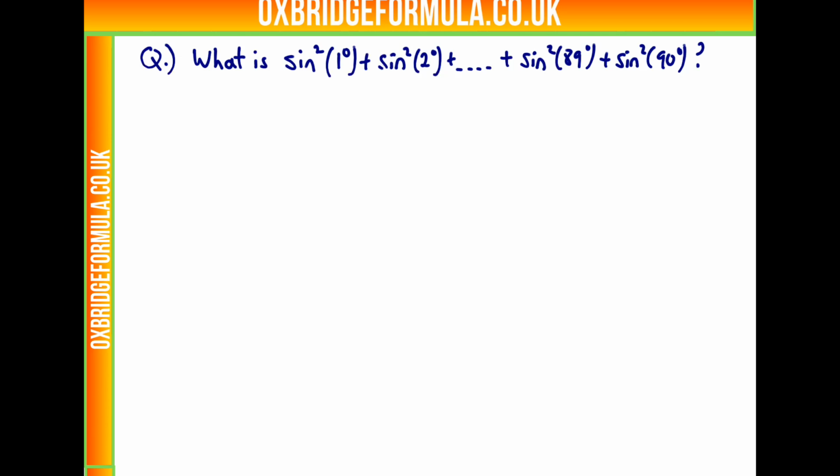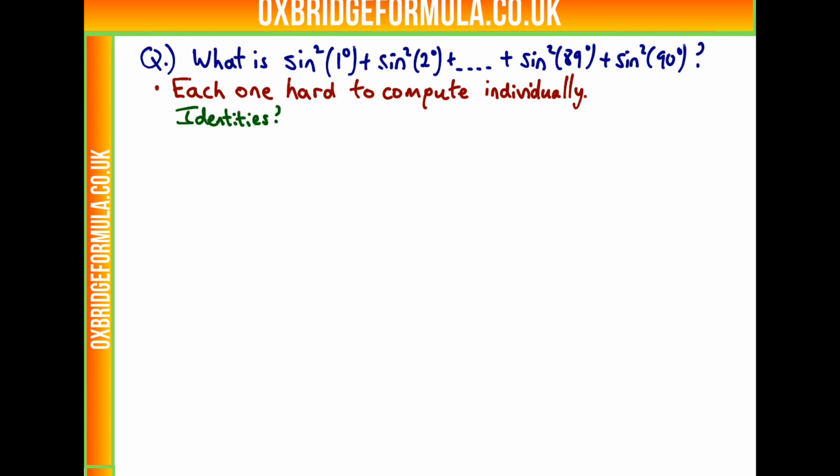Well, if you try and work out each of these terms individually, this may be quite hard, as you don't know exactly what sine squared of 1 is. So this may not be the best way to go. When we see sine squared, do you think of any other tricks to maybe simplify our working? Are there any identities you can use?